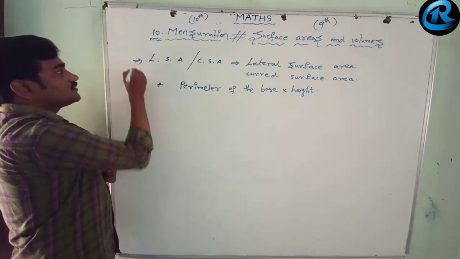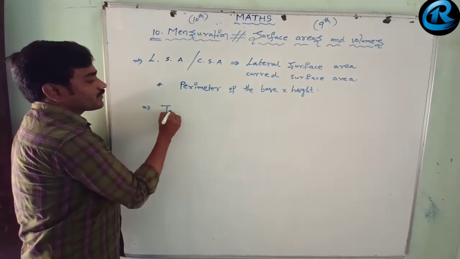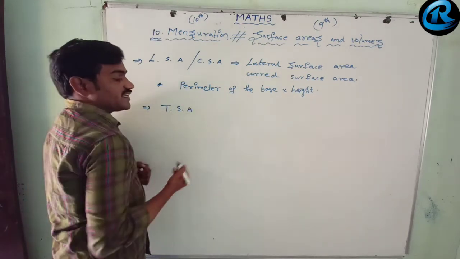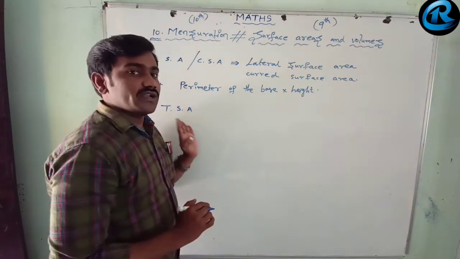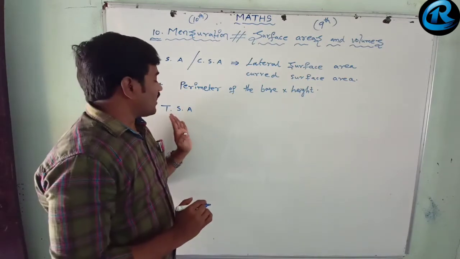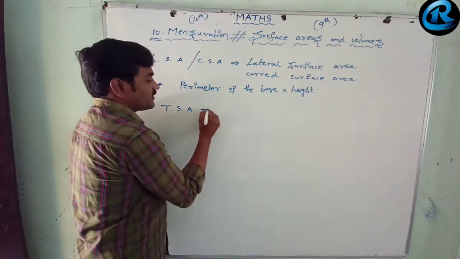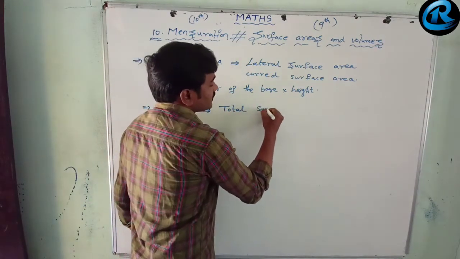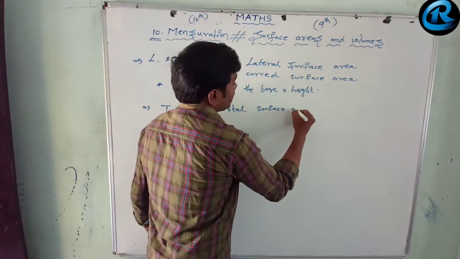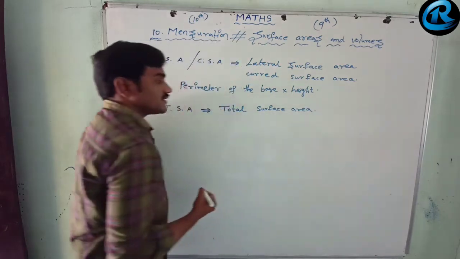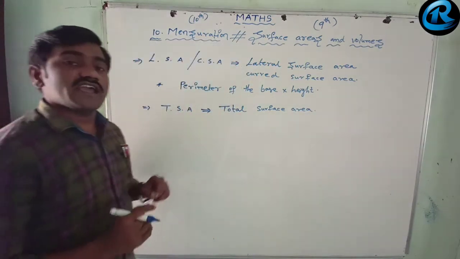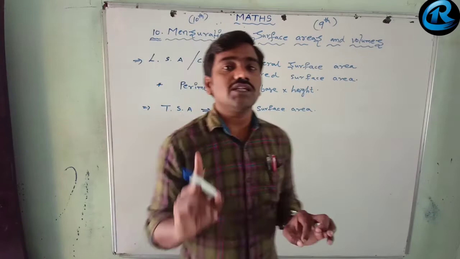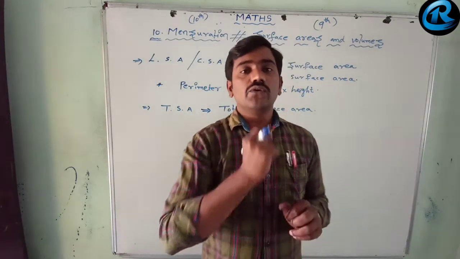Next is total surface area, TSA. We used to write only a shortcut in the problems, but we have to remember the full form of it. TSA, that is total surface area. How to find out the total surface area of this room?